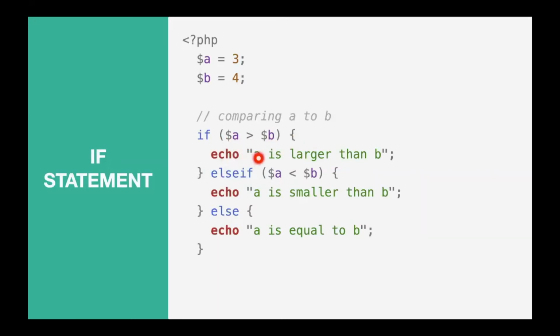So we'll skip over this echo statement and it will never be executed, and we'll jump to our else if and check that condition there, which is saying that A is less than B, which is true. So we'll echo out this statement here. And if neither one of these were true, then we would, of course, fall back on our else. Again, very similar to JavaScript.